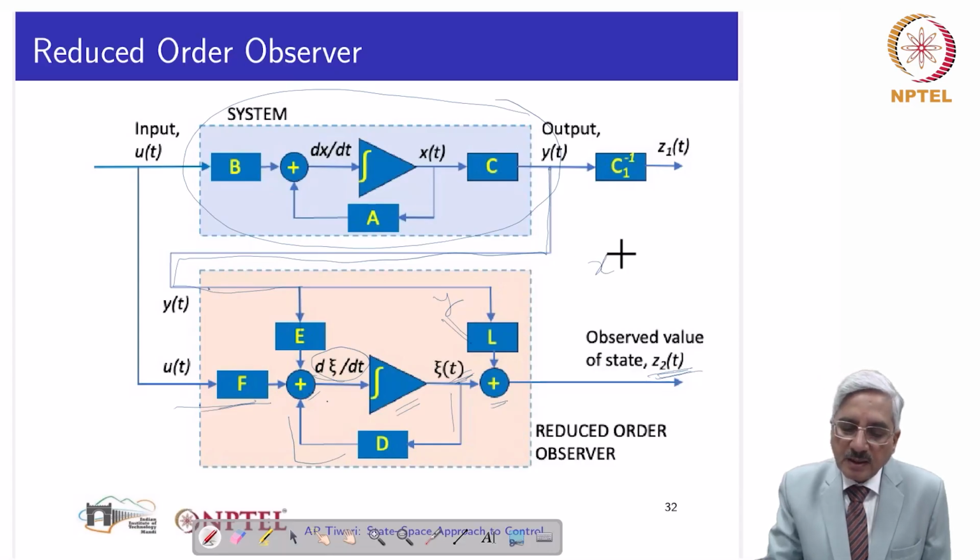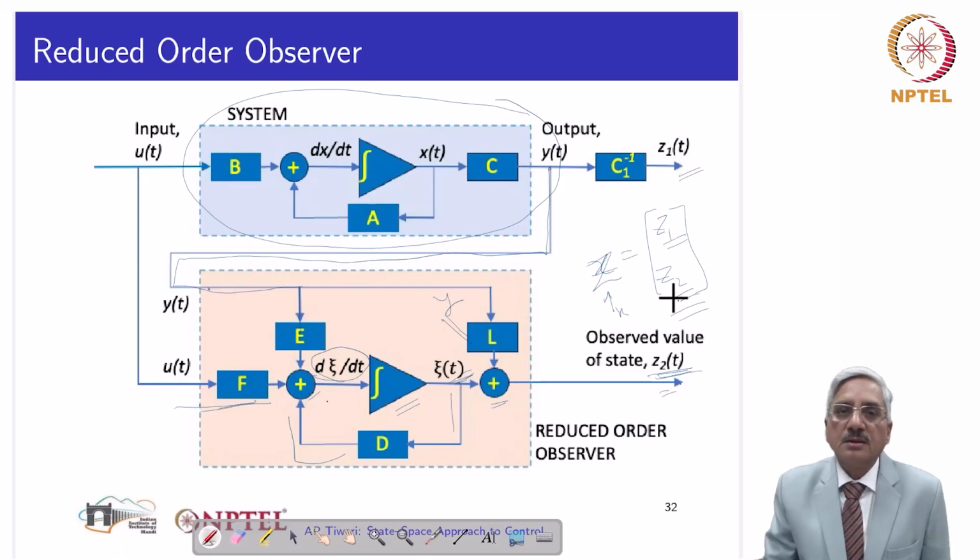So the entire state vector will become z1, which is same as x1, and this z2. So this z, which is estimate of x, it will be obtained by arranging z1 here and z2 determined from here. This we get.